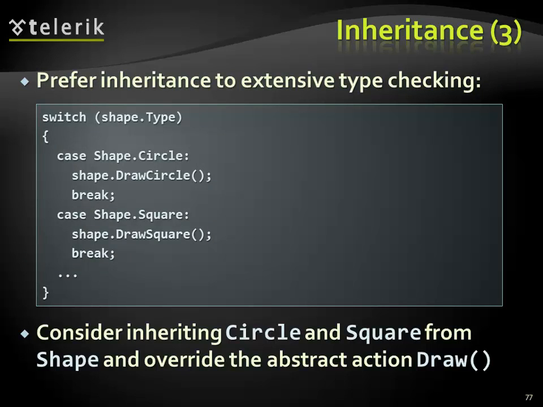Always prefer inheritance to type checking. If we look at the example here, the shape class has two methods, draw circle and draw square, which are being called depending on the shape type. A better way of doing that is to create two classes inheriting shape, one for circle and one for square, and just override the method draw in these classes. So the circle performs the draw circle action and respectively square does the draw square action.